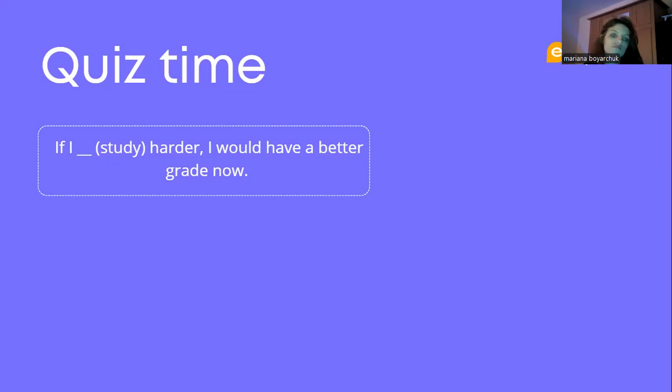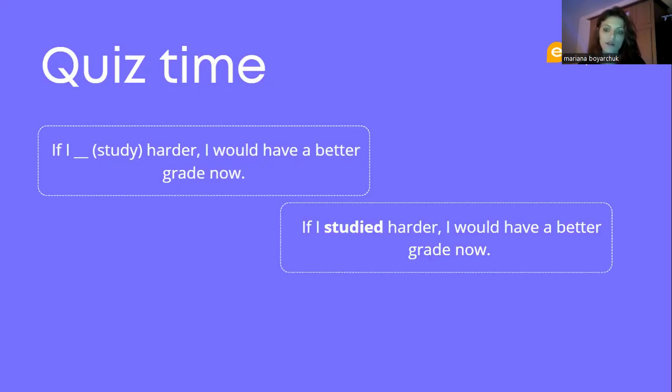If I harder, I would have a better grade now. So pay attention to the second half of the sentence, which is here: I would have a better grade now. Now, which means it's present. Okay, yeah, so then what should we use in the if clause? If I studied harder, I would have a better grade now. Studied harder. We have here past simple, past action, because we have a present result.